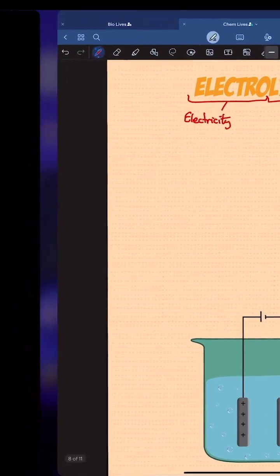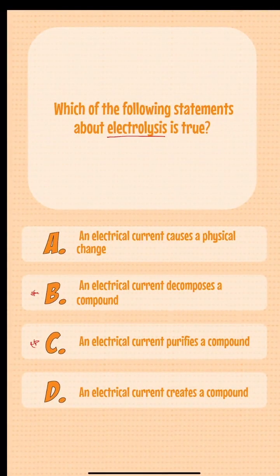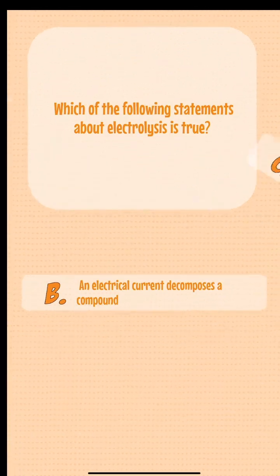So in our answers here, an electrical current causes a physical change. No, a physical change would be like changing the state of a compound or something. That wouldn't be right. Purifying a compound, no, it doesn't purify it. Electrical current creates a compound, no, it doesn't create. It breaks up or breaks down a compound. Decomposes means it breaks down a compound. So the answer is it decomposes a compound, okay?